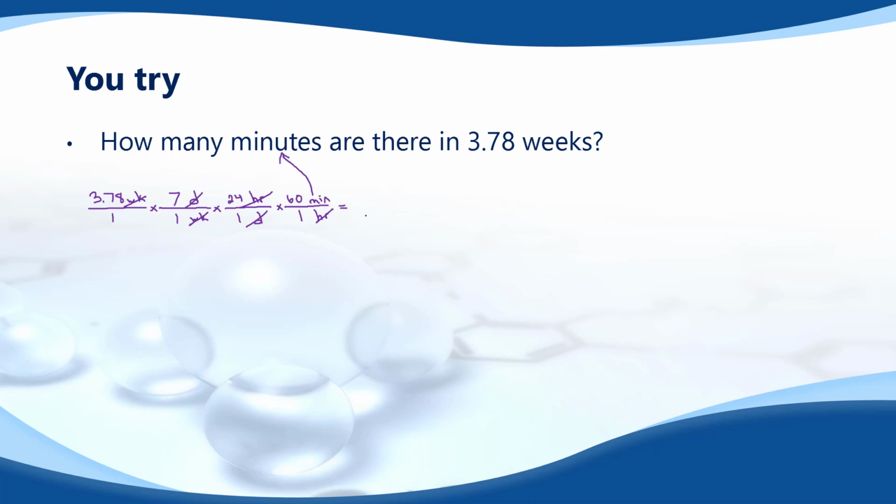plug everything in. So 3.78 times 7 times 24 times 60 gives us 38,102.4 minutes. Now again, we have 3 significant digits in our original starting value, so that means I get to keep 3 significant digits in my answer, which means my final answer is going to be 38,100 without the decimal point minutes. Or if I want to express this in scientific notation, 3.81 times 10 to the 4th minutes.